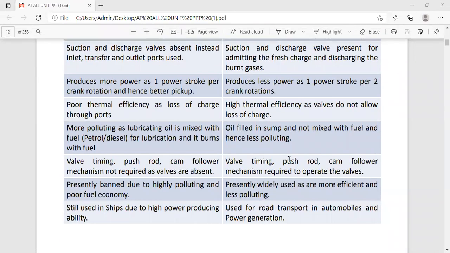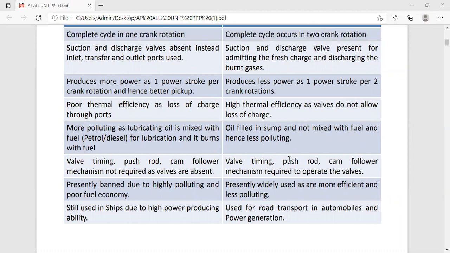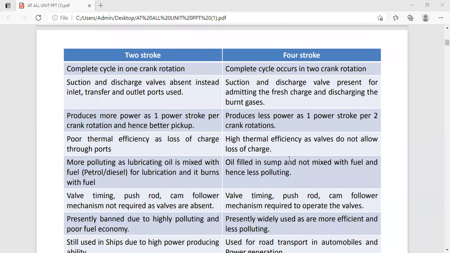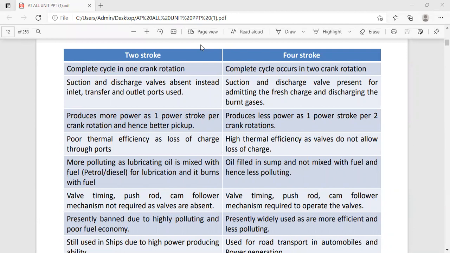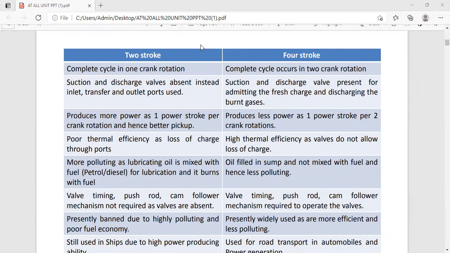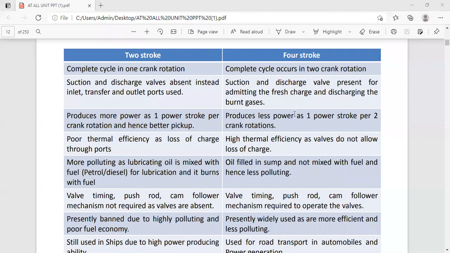So do you have any difficulty regarding this classification? Because out of the two-stroke and four-stroke classification and SI and CI engine, one classification is definitely asked in the theory examination. So do you have any difficulty regarding this?